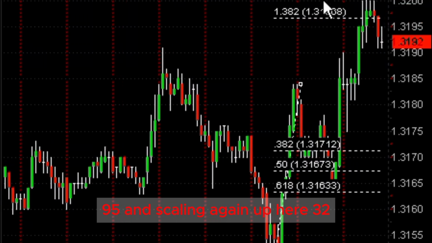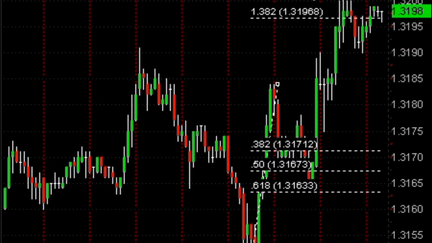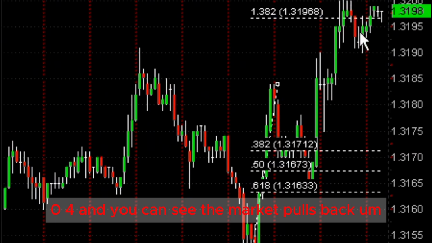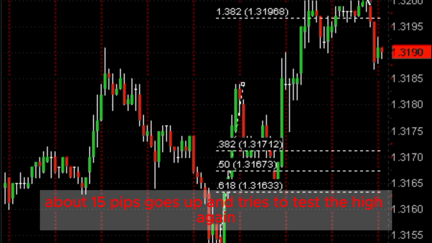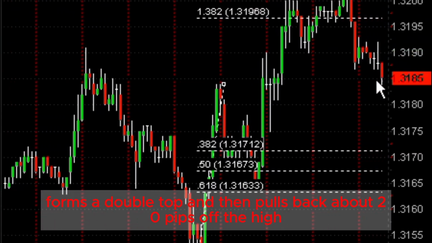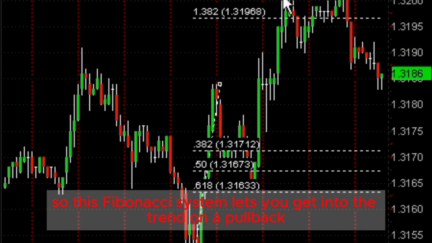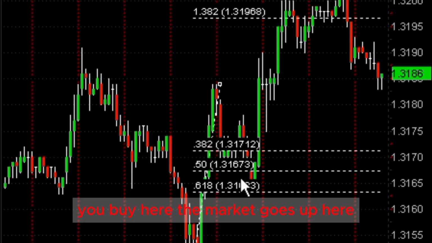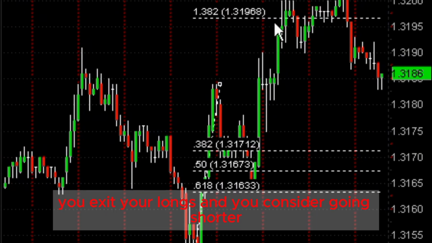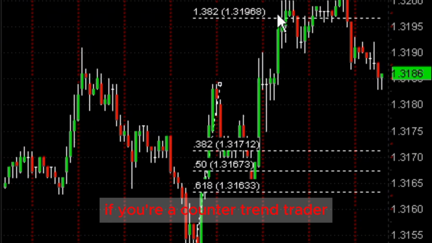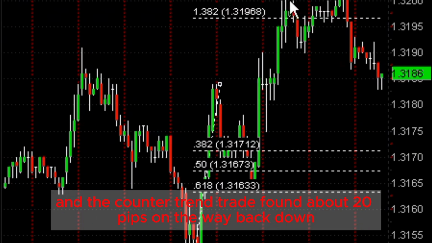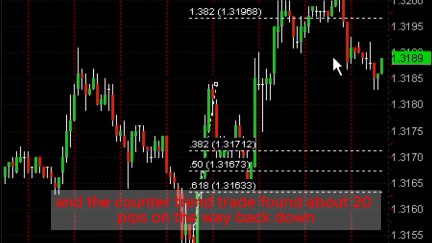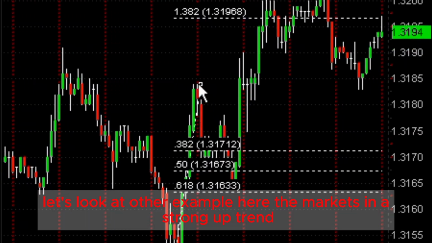So you could get into your short right here at 1.3195 and scale in again up here at 1.3204. And you can see the market pulls back about 15 pips. Goes up and tries to test the high again, forms a double top, and then pulls back about 20 pips off the high. So this Fibonacci system lets you get into the trend on a pullback. You buy here, the market goes up here, you exit your longs, and you consider going short if you're a counter-trend trader. This trade right here found about 40 pips up, and the counter-trend trade found about 20 pips on the way back down. Let's look at other examples.